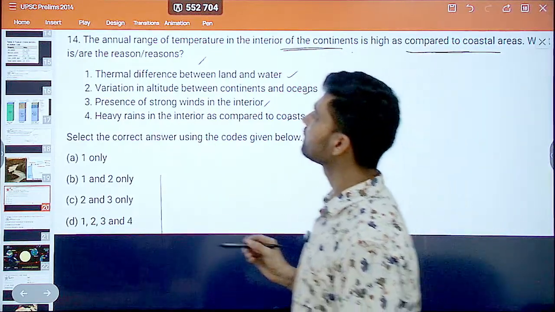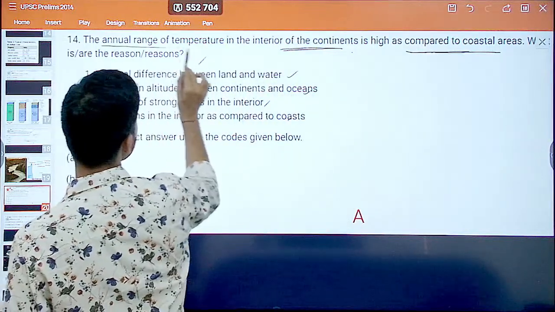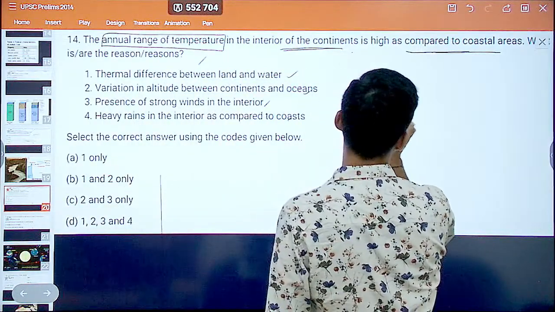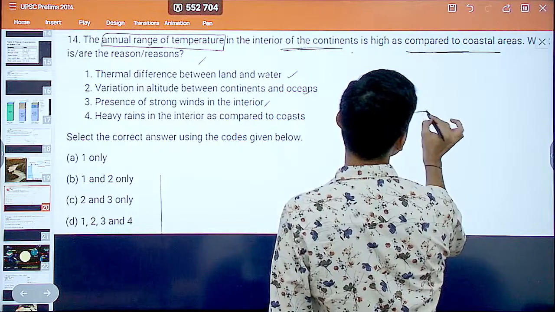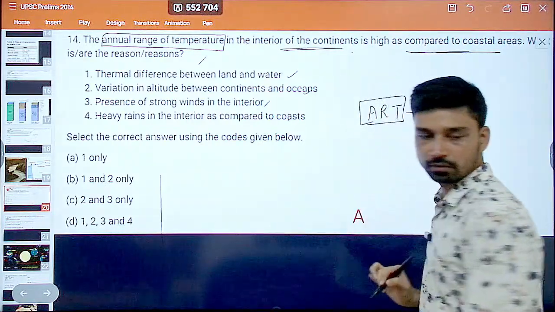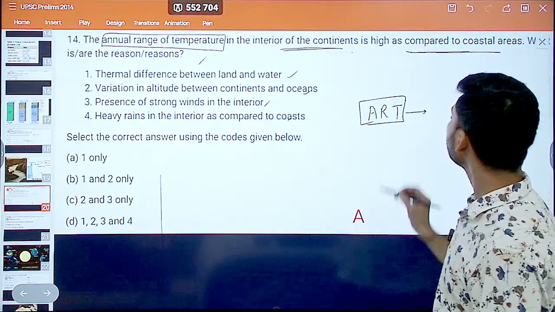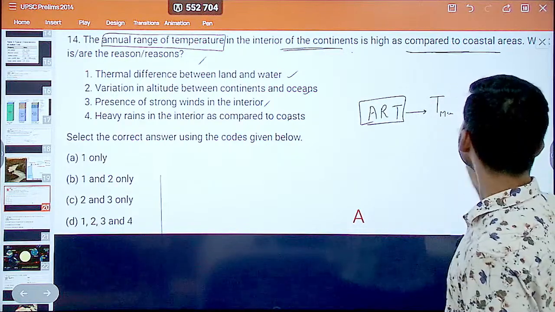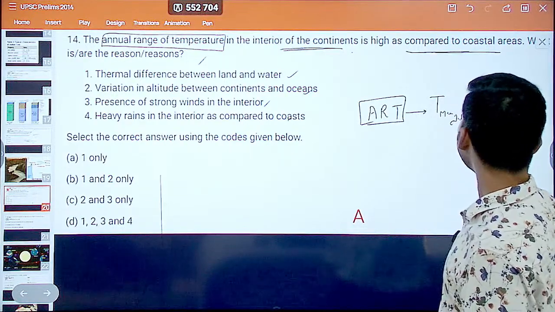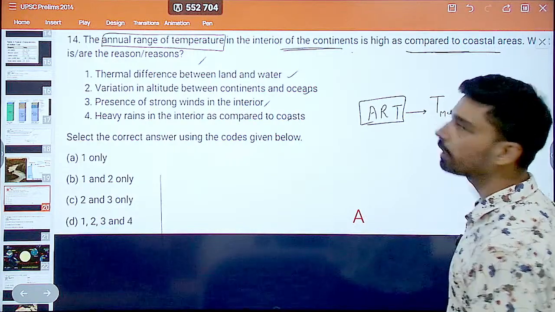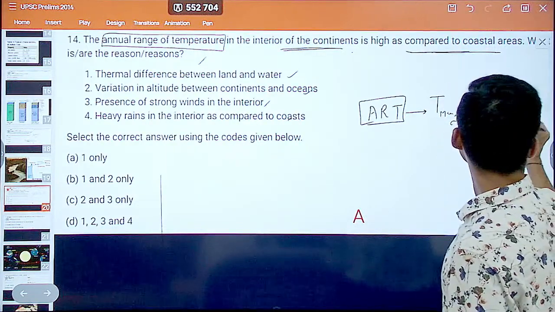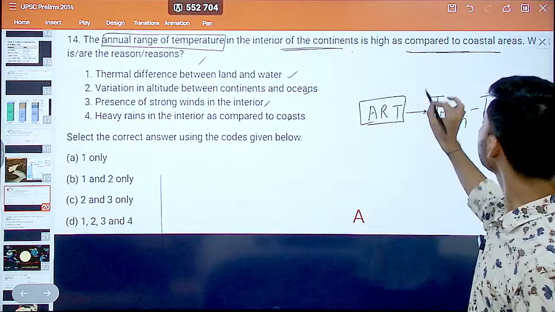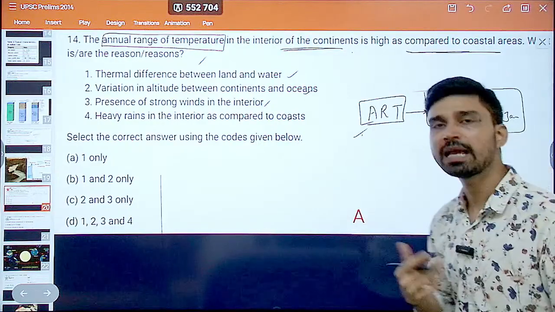Now, first, before describing what is the correct answer, we have to understand this term, what do we mean by annual range of temperature. Annual range of temperature here means generally the maximum temperature that is recorded at any particular place, largely taken during the month of July, minus the minimum temperature that is recorded at a place in a given year, largely which happens in the month of January. So, T maximum of July minus T minimum of January. This difference is what gives us the annual range of temperature.